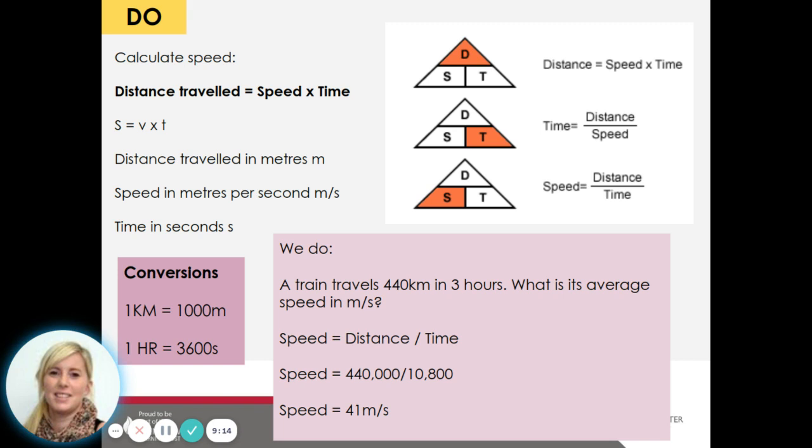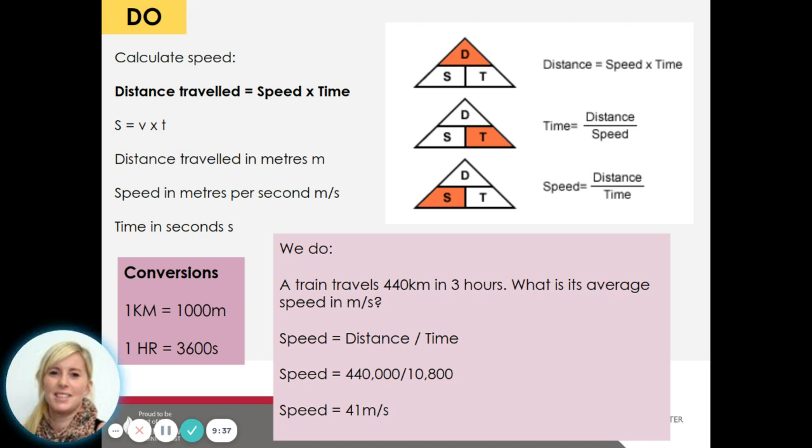So I write the equation, speed equals distance divided by time. You can see now I've put my numbers underneath and both of them are in the correct unit. So 440 kilometers has been changed to meters just by adding the 3 noughts. And then the time has been changed from hours to seconds. And you get the final answer then as speed equals 41 meters per second.